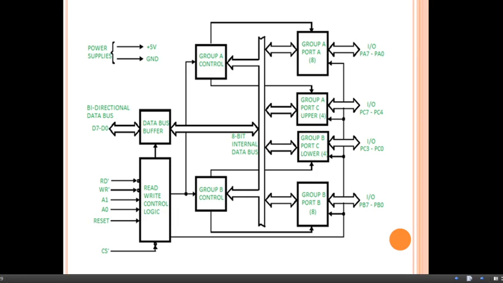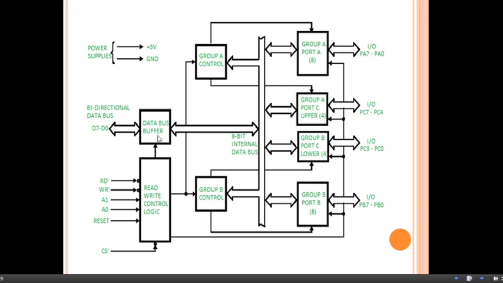Now we'll see the functional block diagram of 8255. This is the functional block diagram of 8255. It is divided into different blocks as we can observe. First block is the data bus buffer, next is the read write control logic, next is group A control and group B control. The fourth block is considered as port A and port B, and next is port C. So in total these blocks are present in the functional block diagram of 8255.